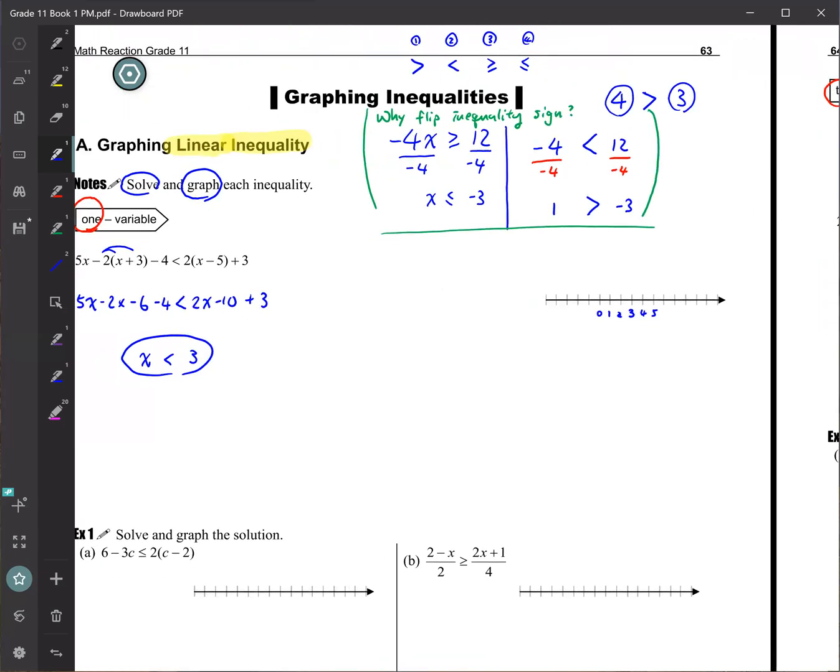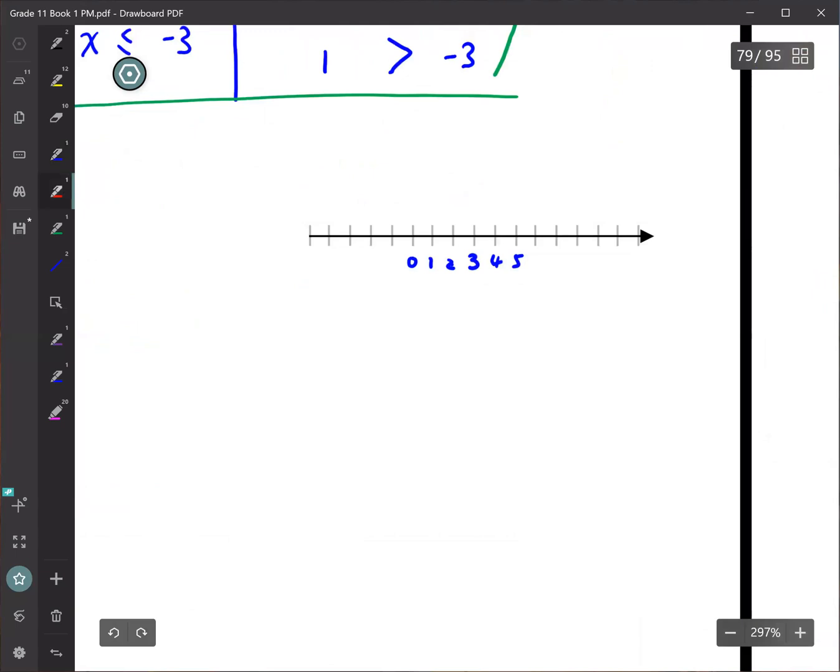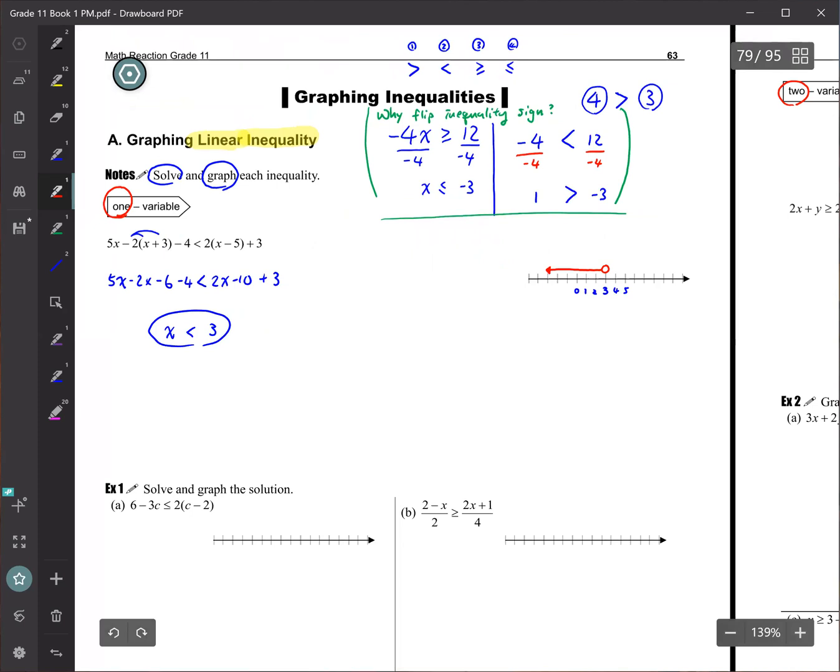Less than 3 means it does not include 3, right? So it could be 2, 1, 0, right? 2.9 is also less than 3. So to show that it's less than 3, we use an empty circle. If it's a solid circle, then that's also equal to 3, right? So we want to show that it's less than 3, not including 3. So we dig a hole at 3, and everything to the left side. To the left side means smaller than. Okay, so that's the graphing solution.